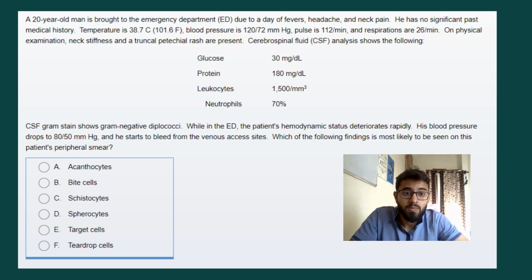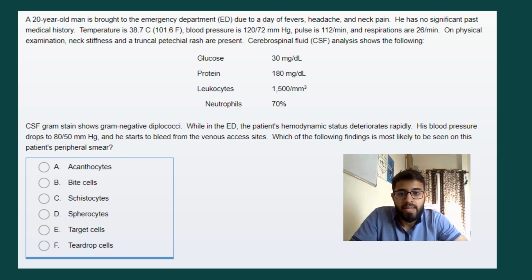Which of the following findings is most likely to be seen? Well, what is the hallmark finding? The answer is schistocytes. Option number C. This is the first step to solve a question. But the game's not over yet. You need to also understand why the other options are wrong.